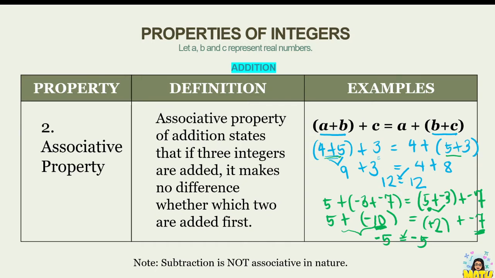Ibig sabihin, kapag may 3 numbers na tayo dito and merong operation na subtraction, hindi pwede or hindi applicable ang associative property. Because remember, in subtraction, we follow the rule keep, change, change. So, kailangan nating i-change yung subtrahend. So, pag nabago yun dahil binago mo yung grupo, mababago din yung sagot. That is why associative property is not applicable to subtraction.